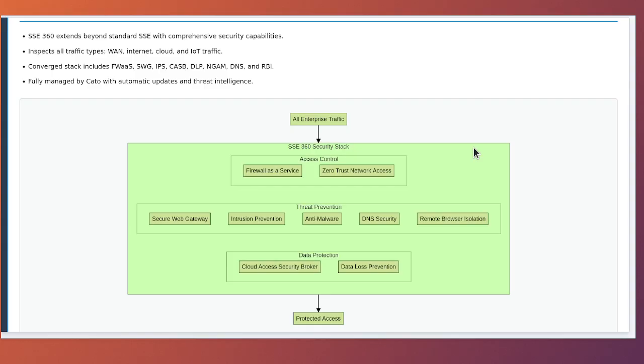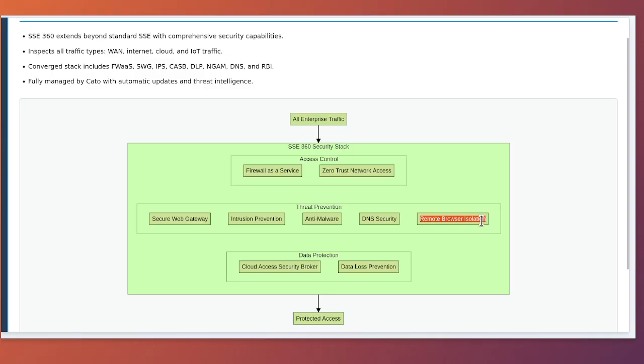In addition to SWG, CASB, and ZTNA, Cato includes a full firewall as a service with application-aware controls, an intrusion prevention system for threat detection, next-generation anti-malware for file-based threat prevention, DNS security for blocking malicious domains, and remote browser isolation for protecting against web-borne threats.